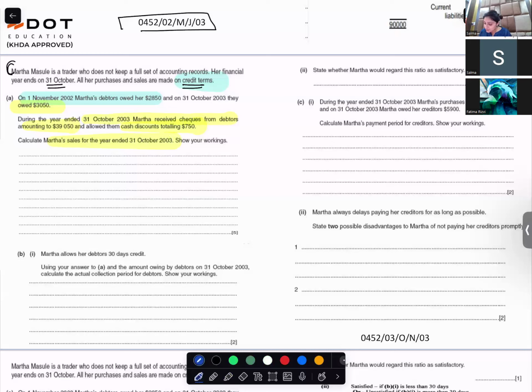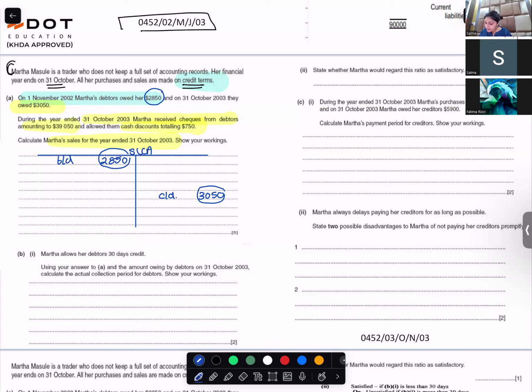So to calculate her sales, what do you need to prepare? I need to prepare the SLCA, the sales ledger control account. Which balance does an SLCA have? It has a debit balance. So what will you write on the debit? Amounts received. Opening balance of debtors is 2850. Closing balance is 3050. Balance brought down, balance carried down.